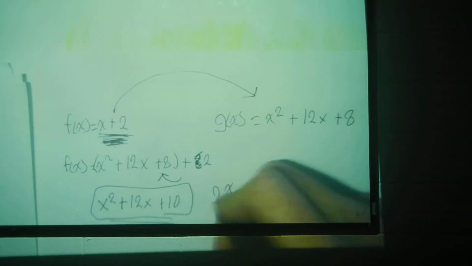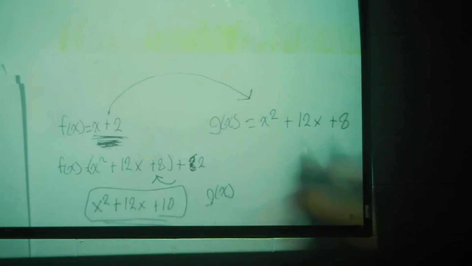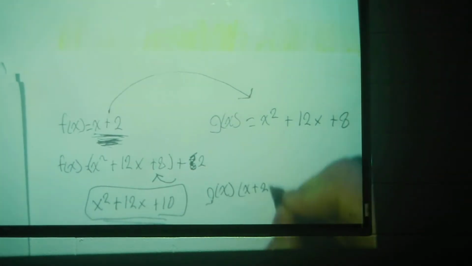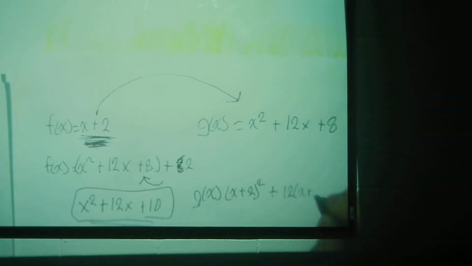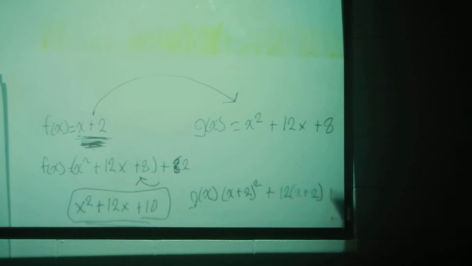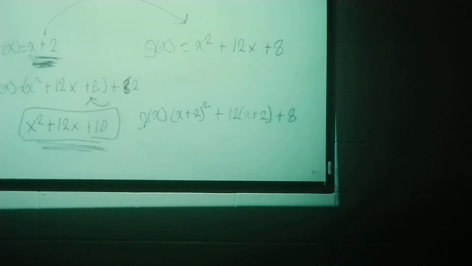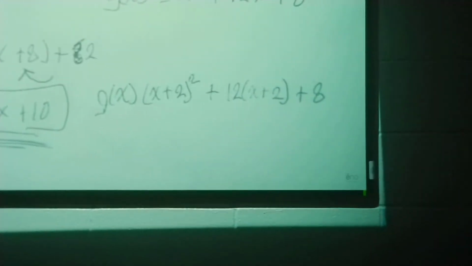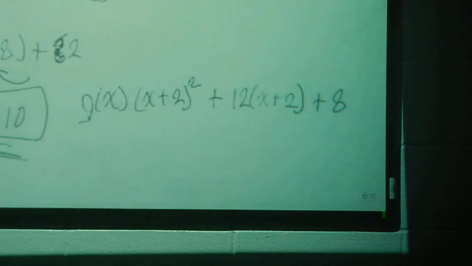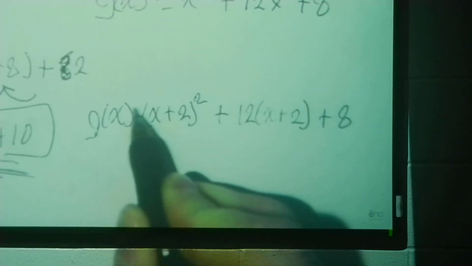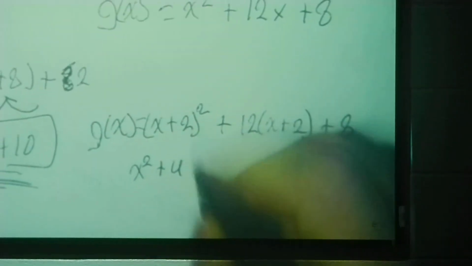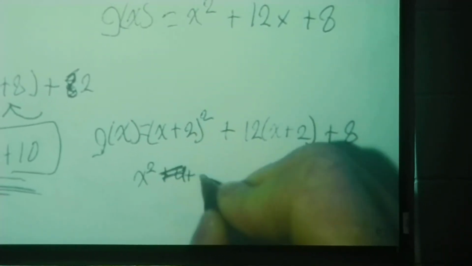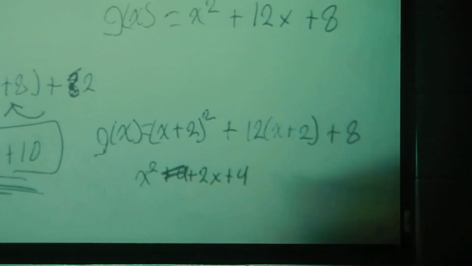All right. So for every x term, we're going to plug in x plus 2. x plus 2 squared, plus 2 plus 8. Everybody see how we got there? Everybody with me? Alright. Anyway, so now we have to simplify. We're going to square this first. Get x squared plus 2x plus 4.